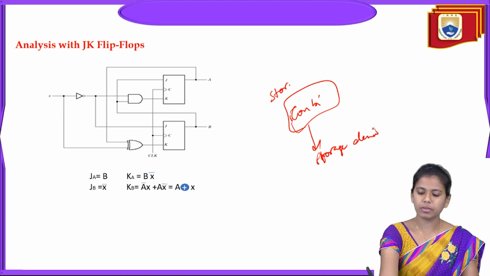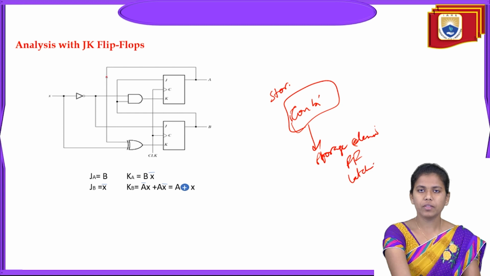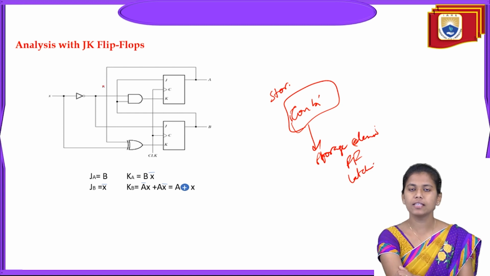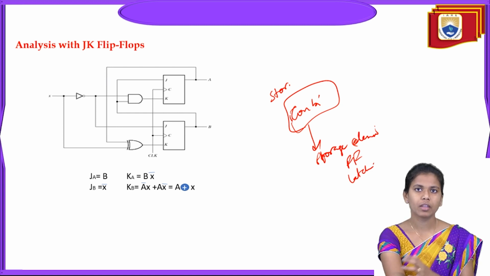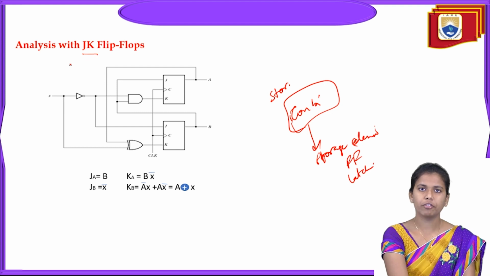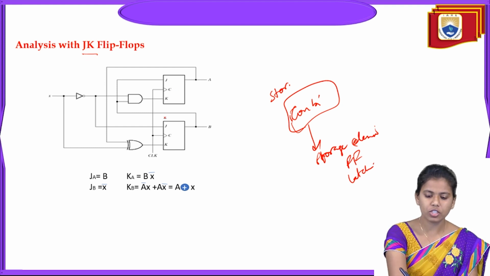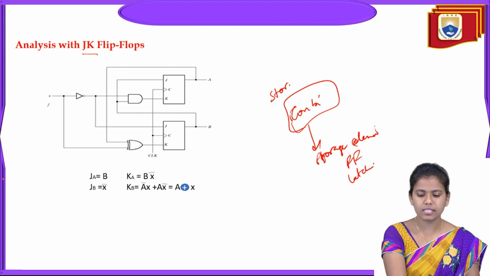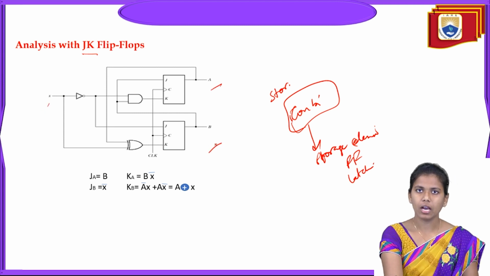So these storage elements could be flip-flops or latches. When you are considering flip-flops, in these examples, in order to analyze the state table and state diagram, I am just considering the JK flip-flops. So here we will see the JK flip-flops. This is a JK flip-flop, and here X is the input, A and B are the outputs.